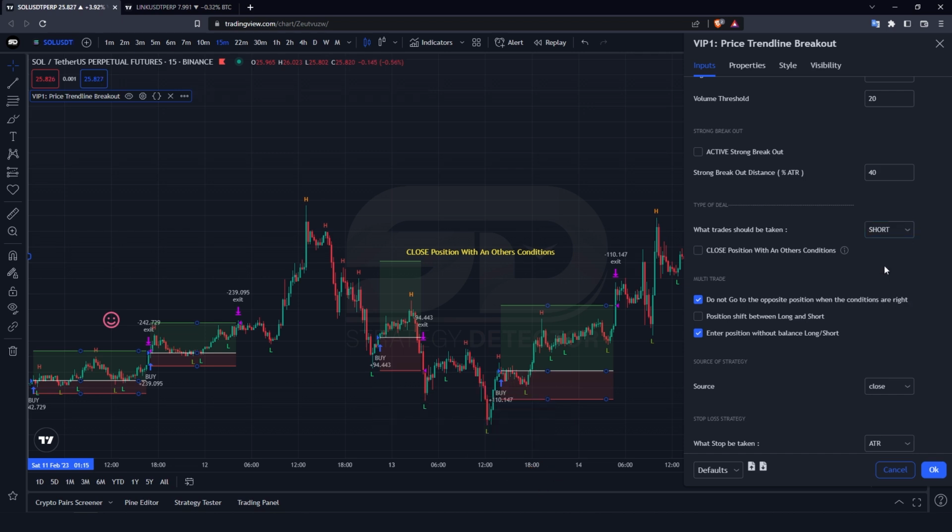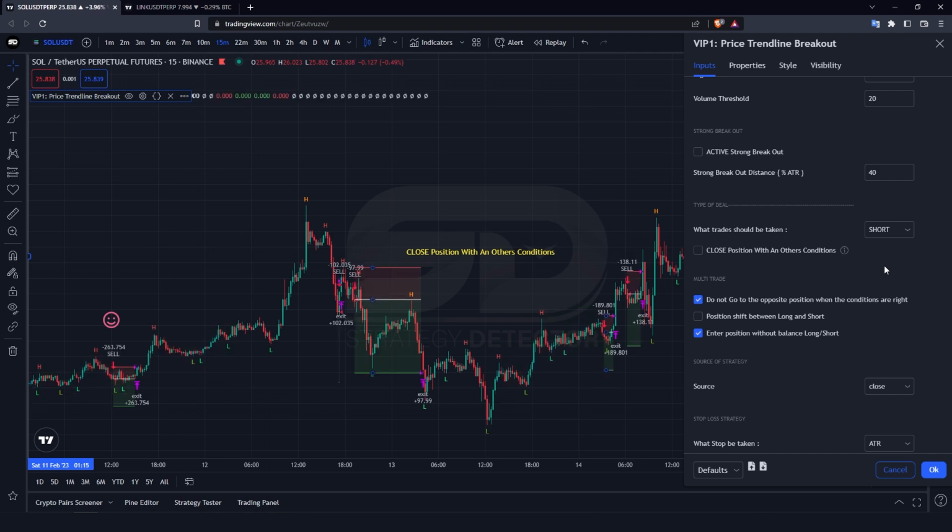Now the strategy takes only short positions, and you see all the short positions taken in the chart. In this situation, the strategy never takes long positions. If you choose both, you can have both long and short positions together in the chart.